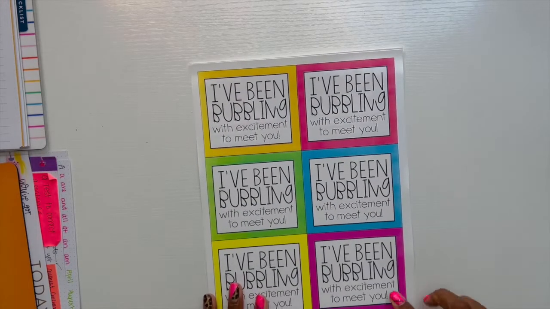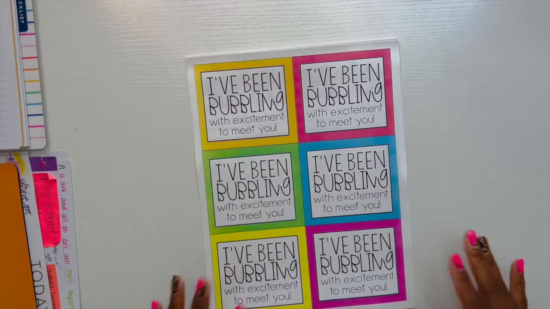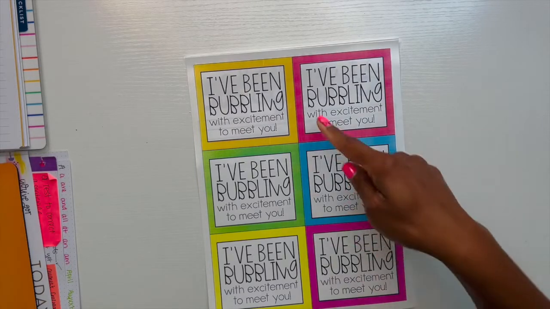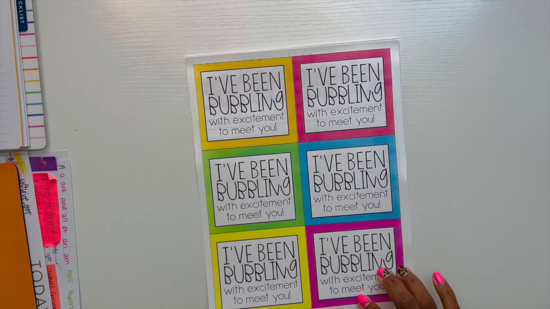And then you also want to kind of have a little treat or something for the students. So I do this every single year. I buy the bubbles from the Dollar Tree. They are just 3 for $1.25 now, and you get 3 in the pack. And then I just cut these off and attach them right on there. It says, I've been bubbling with excitement to meet you. So you might want to do that.